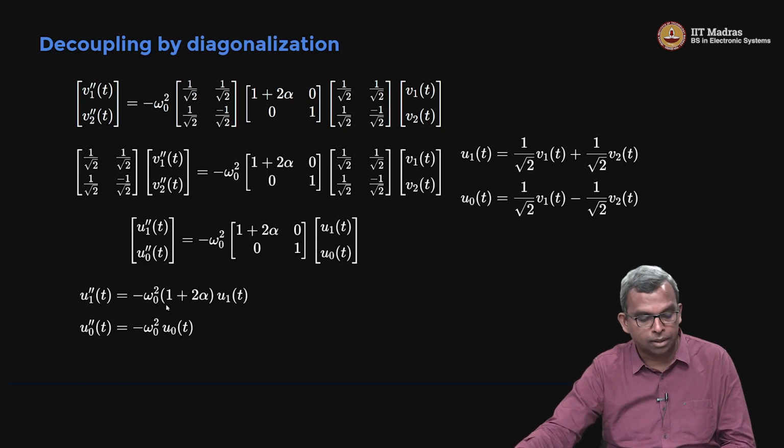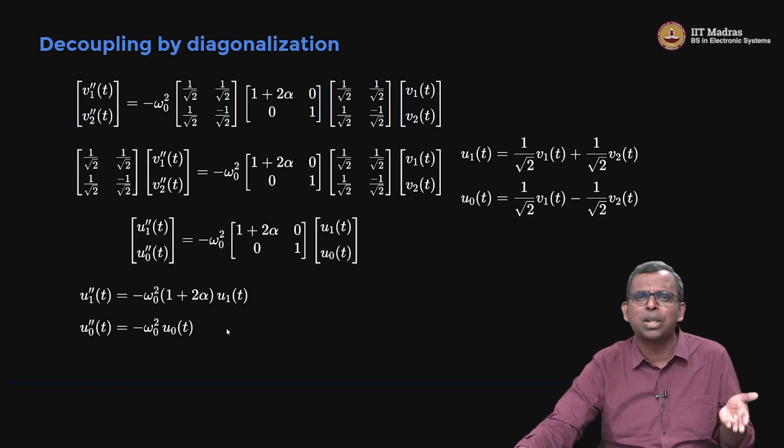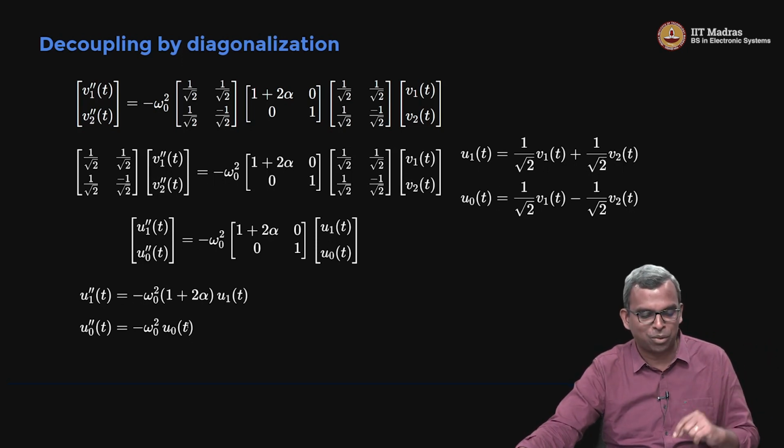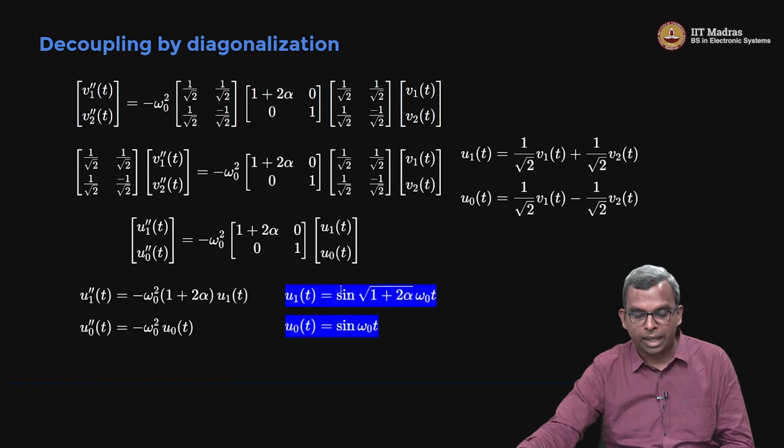Okay. So here are the two differential equations. These equations I know how to solve. This has no cross term, right? There's no cross term between u1 and u0. They're separate. I can solve them. My u1 of t is going to be sine of root 1 plus 2 alpha omega naught t. u0 of t is going to be sine omega naught t.